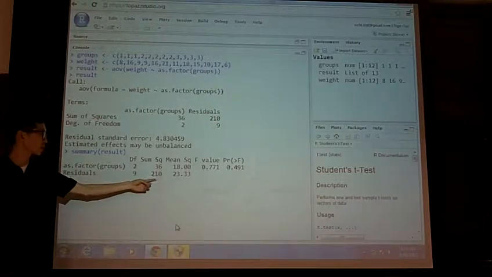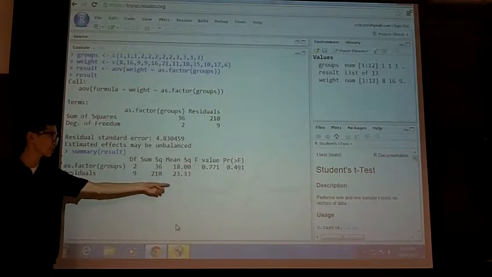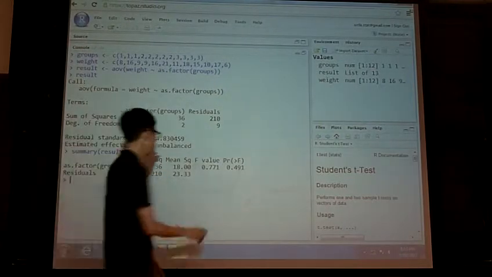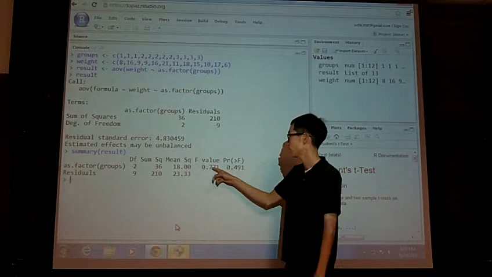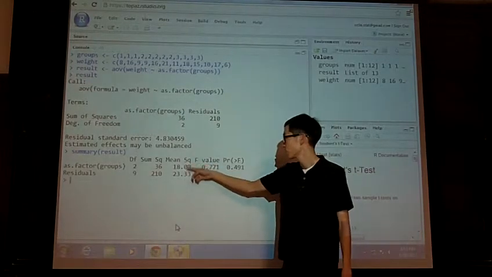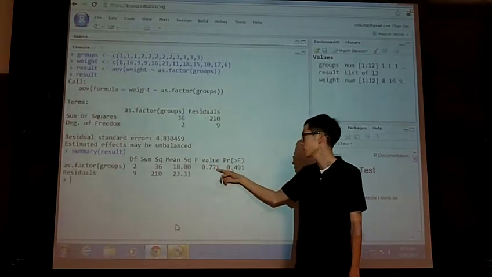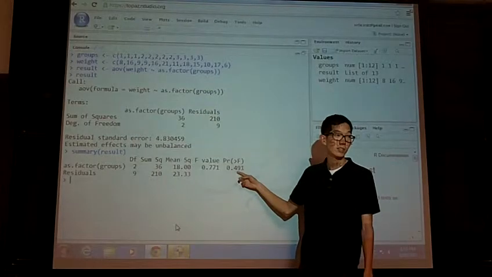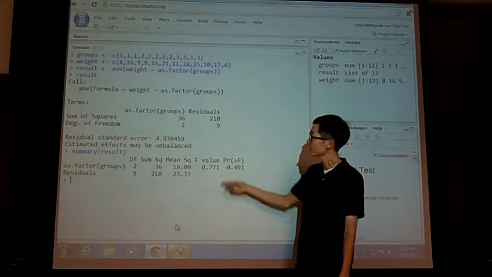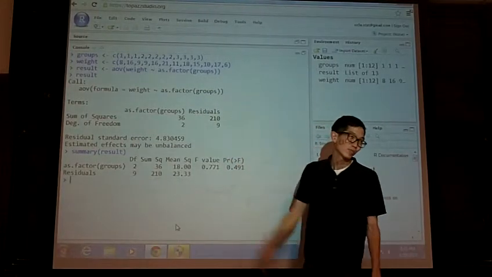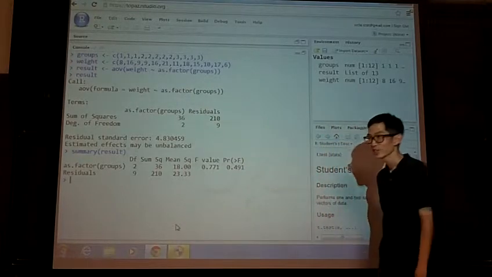Sum of squares is right there. The mean squares, it calculates our F statistic, which is the ratio of this divided by this, and then it gives us a p-value. Okay, and this all matches up. Okay, and it did that very quickly, right? So that's nice.